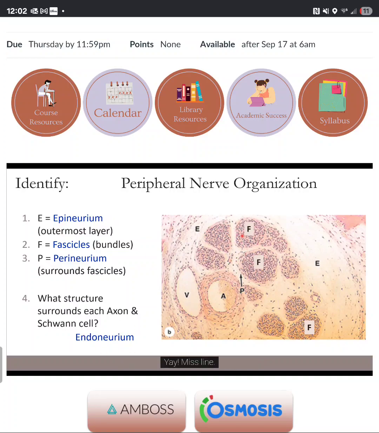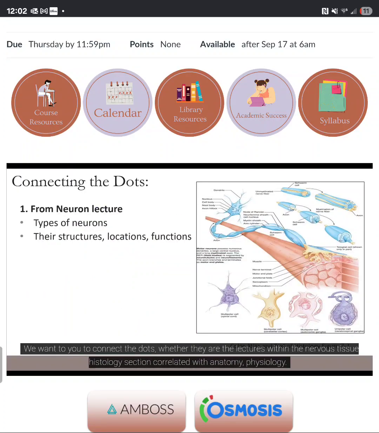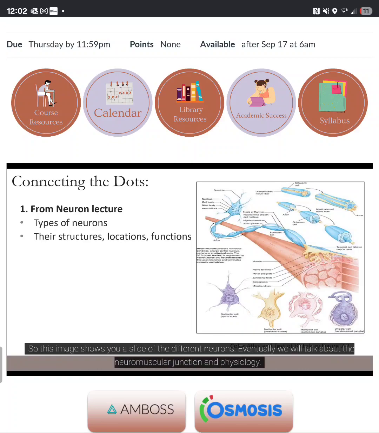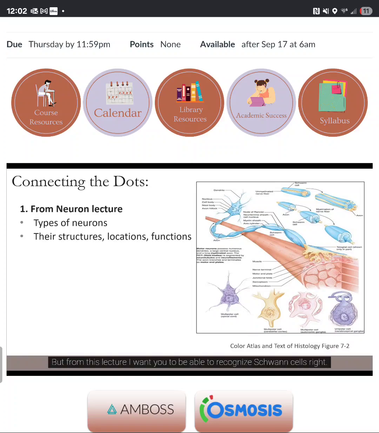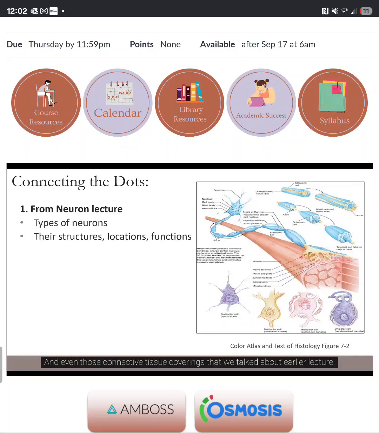In this slide, I want to remind you not to view the lectures as individual silos. We want you to connect the dots, whether they are the lectures within the nervous tissue histology section, correlated with anatomy, physiology. Again, we talked about the neuron in the previous lecture, so this image shows you a slide of the different neurons. Eventually, we will talk about the neuromuscular junction and physiology. But from this lecture, I want you to be able to recognize Schwann cells, oligodendrocytes, the myelination process, and the function of the myelin versus the nodes of Ranvier, and even those connective tissue coverings that we talked about earlier.